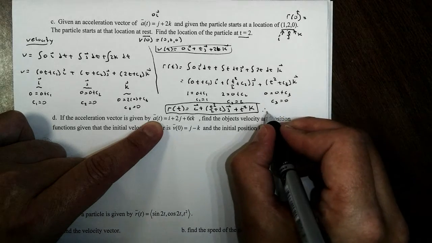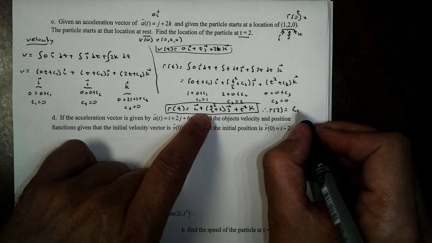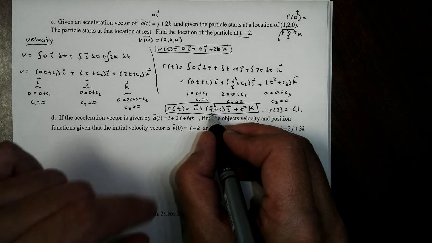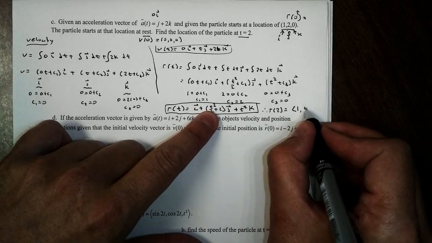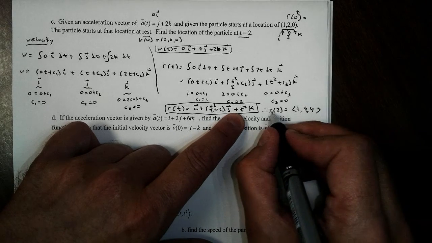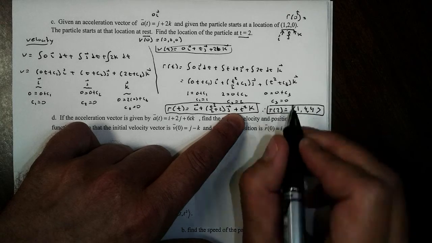Now we're not done. R of 2 therefore would be the following. Plug in 2, well that's just going to become 1. 2 squared over 2 is 4 over 2 is 2, plus 2 is 4, and I get a 4 here as well, t squared. Alright, and there is our position.